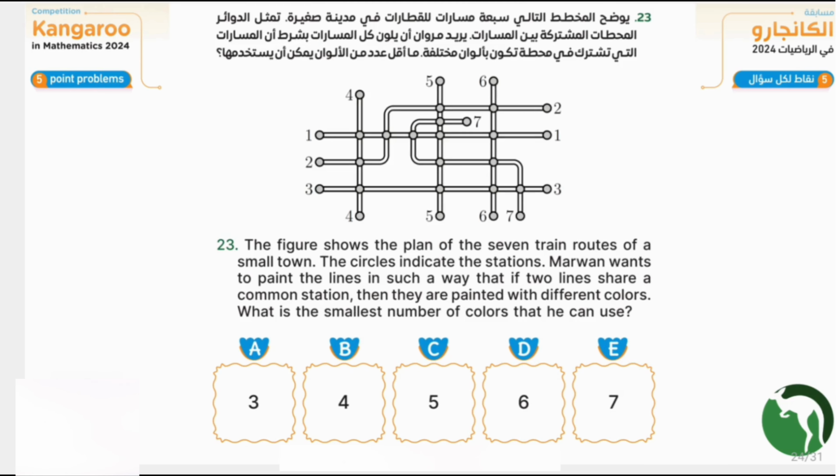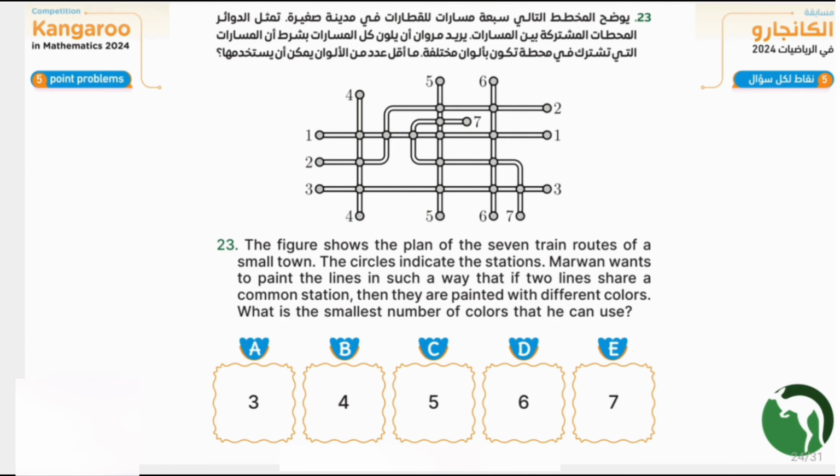Now in question number 23, the figure shows the plan of 7 train routes of a small town. The circles indicate the stations, but one wants to paint the lines in such a way that if two lines share a common station, then they are painted with different colors. What is the smallest number of colors that he can use?